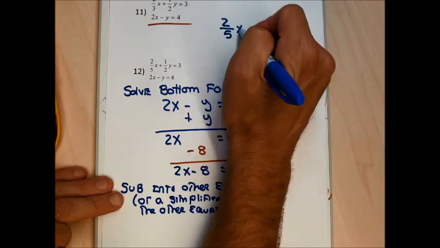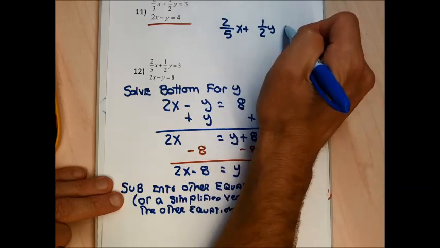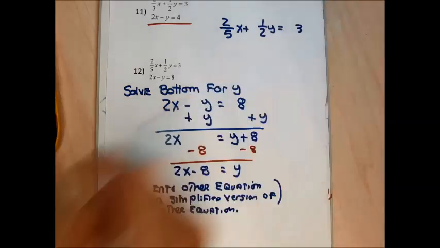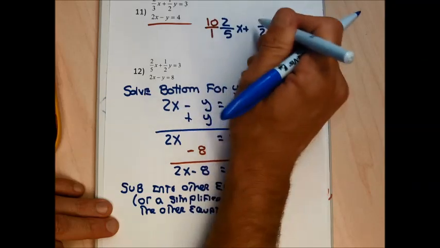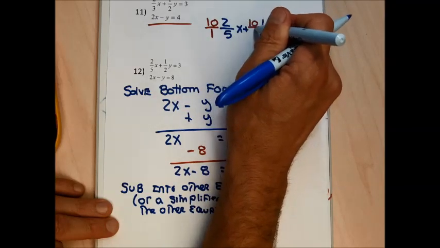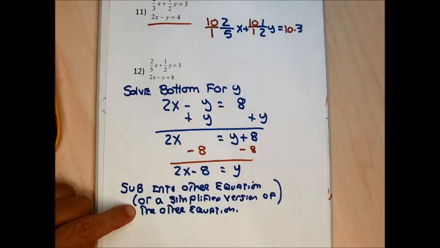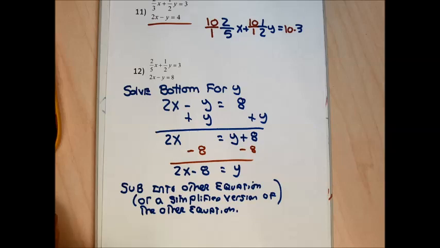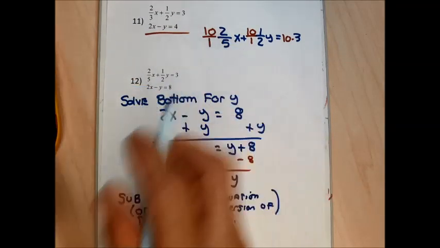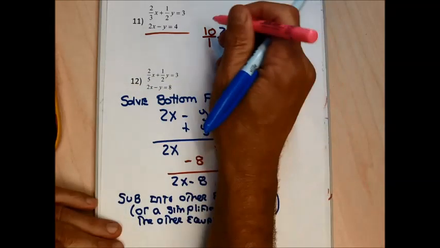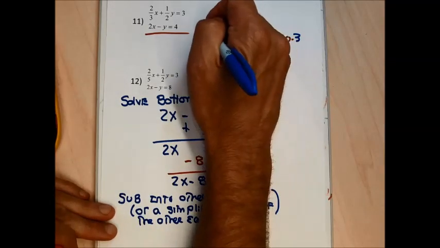The simplified version is what I get when I clear the fractions. I can clear the fractions by multiplying every fraction by 10, or if I want to, I can write 10 over 1. So multiplying every fraction and the number 3 by 10 is going to create a simplified version of the other equation that I can substitute my y equals 2x minus 8 into. I wrote 10 over 1 just to help you see the canceling. The first canceling, I'm going to cancel the 10 and the 5. The 5 is going to turn into a 1, and the 10 is going to be a 2.